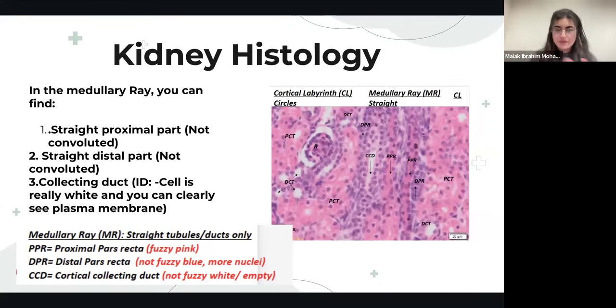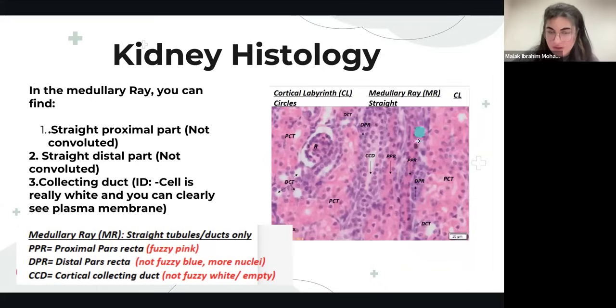Now, these three, you have the proximal pars recta. That's the fuzzy, it looks fuzzy pink, and it's over here. It's fuzzy pink, again, in lines. So if you see lines, you're probably in the medullary array area. So this is your proximal pars recta, and then the distal pars recta is also straight, but instead of it being pink and fuzzy, it's not fuzzy, and it has more nuclei. It looks more blue. So it's also straight lines, but not pink.